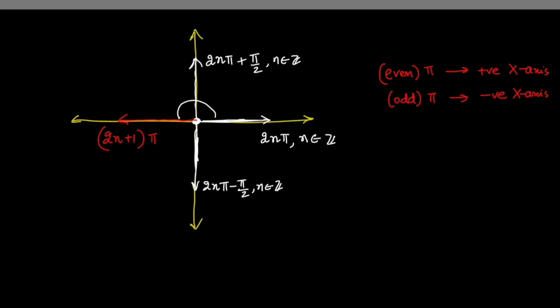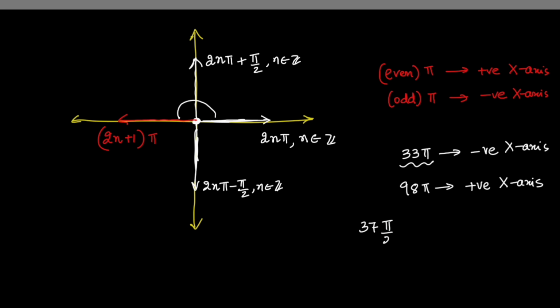So for example, immediately we can say 33π. Since this is an odd number into π, for 33π the terminal portion would be the negative x-axis. For 98π, it is an even multiple of π, right? So the terminal portion would be along the positive x-axis.